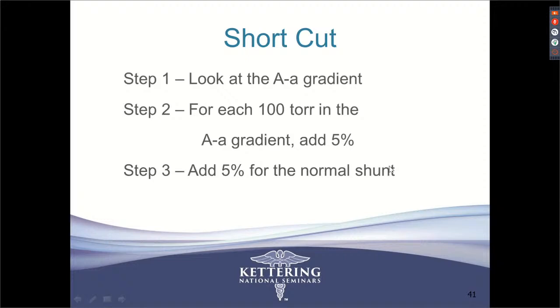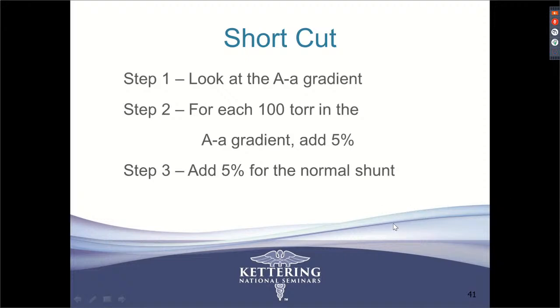So what we've done in this shortcut is, we've said, how do we know how much abnormal shunt we got? And that's what step 2 tells us, all right? That's how much abnormal shunt we got. But there's also a normal shunt. Everybody has at least 3 to 5% normal shunt. We already told you that's the normal, all right? So we got to add steps 2 and 3 together in order to get the total shunt. Now let me show you how this works.